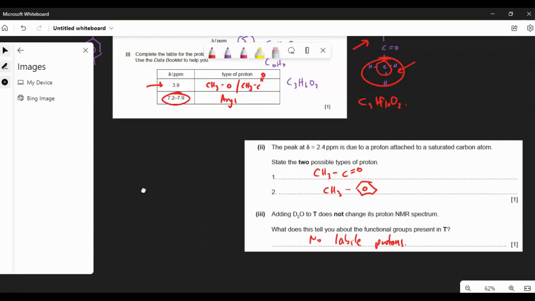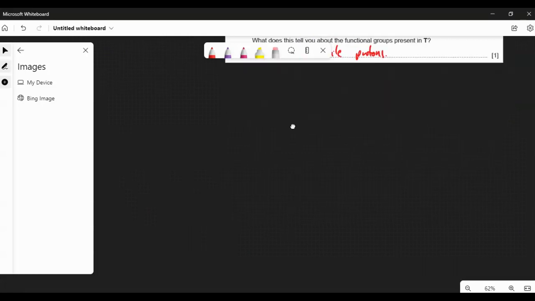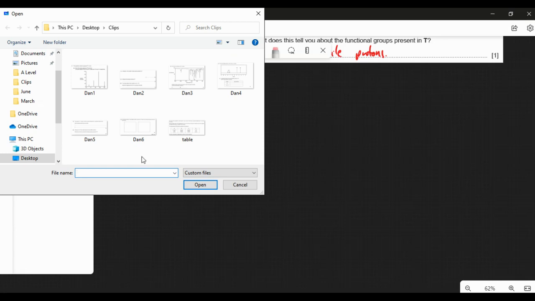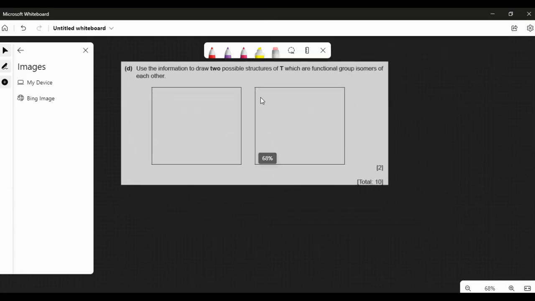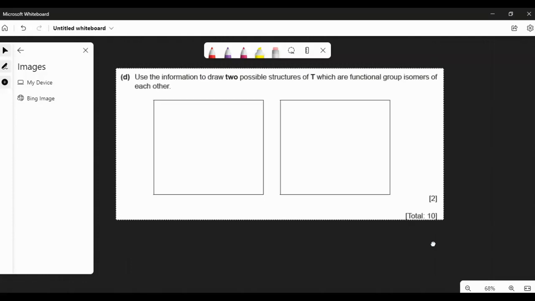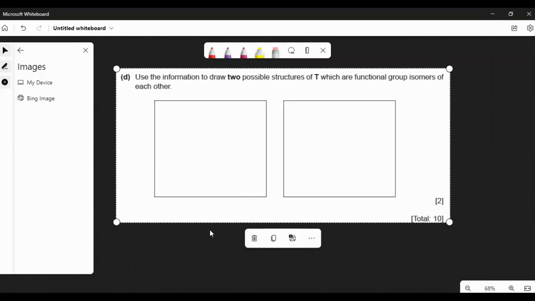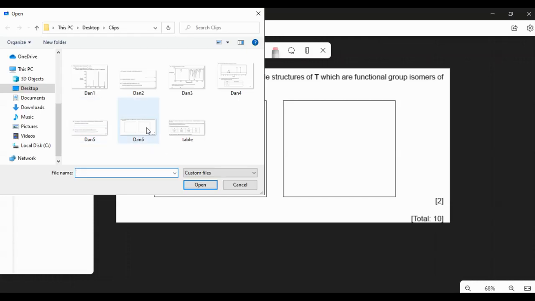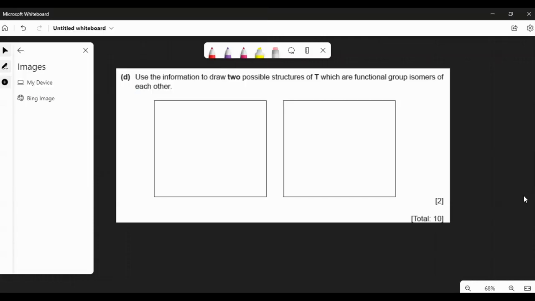All right, let's do the next bit. Oh, there you go. There are some isomers here. What was the other one? Sorry, let me see. I was going to add another one. Oh, it's a table. Okay. All right. What are the 2 functional isomers, or 2 possible isomers?